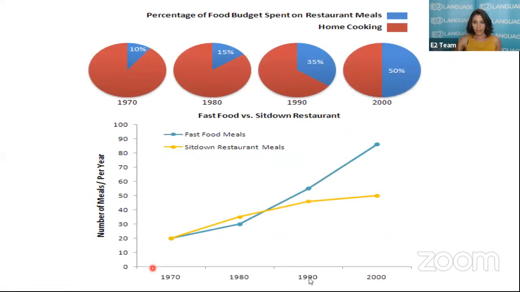Okay, this is an example of what you might get if you're given two types of charts together. Here we can see we have 4 pie charts at the top and a line graph at the bottom. So what you will have to do is respond to the task by describing the pie charts and the line graph, doing a comparison within each of these and also between each of them.